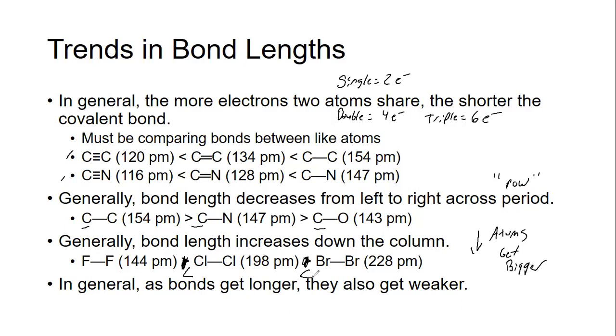And in general, when we talk about covalent bonds, the longer they are, the weaker they are. The way you want to think about a covalent bond is like a spring. Basically, the longer the spring is, the weaker the spring. Very short springs are very strong. Very long springs are not strong. So just keep that in mind. Long bonds equal weak bonds. Single bonds are longest. Triple bonds are the shortest. Therefore, triple bonds are the strongest. All right, any questions about the information presented on this slide?